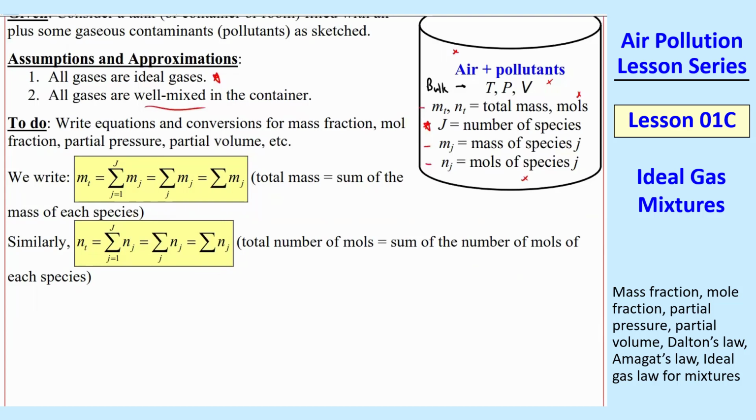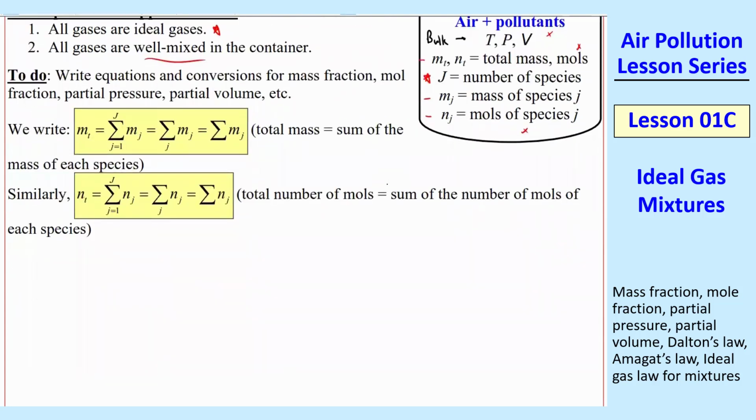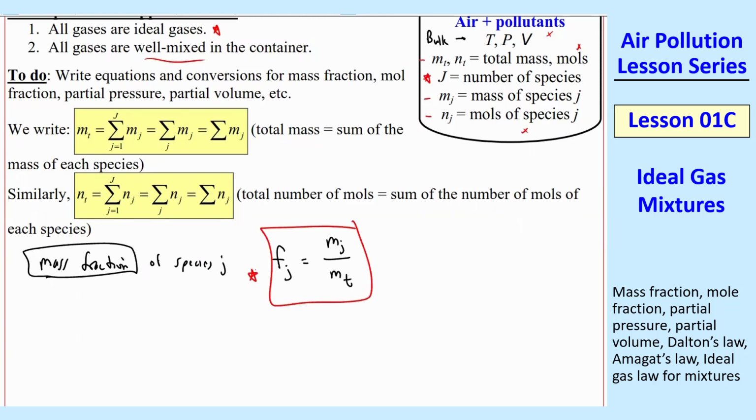All right, so now let's define a few other things. First, let's define mass fraction. As its name implies, it's the fraction of mass. So this would be of species j, and we'll give that the symbol f. So f sub j is equal to the mass fraction, which will be m_j over m_t. And so that's one of our fundamental equations here.